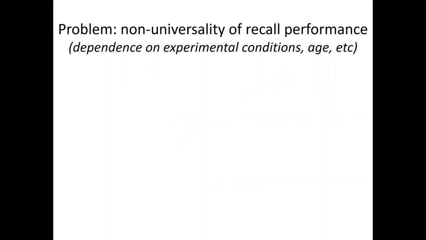And the big problem is that the recall performance is really not as universal as this model would predict, right? Because there are many things. First of all, the way you do experiments already determines how many words people recall. You can do many manipulations. The most obvious manipulation is manipulating the speed of the presentation. If I present you the words at a high speed, people can recall fewer words than if we present at a low speed. Also, it's well known that people who are older recall fewer words under the same conditions than younger people.